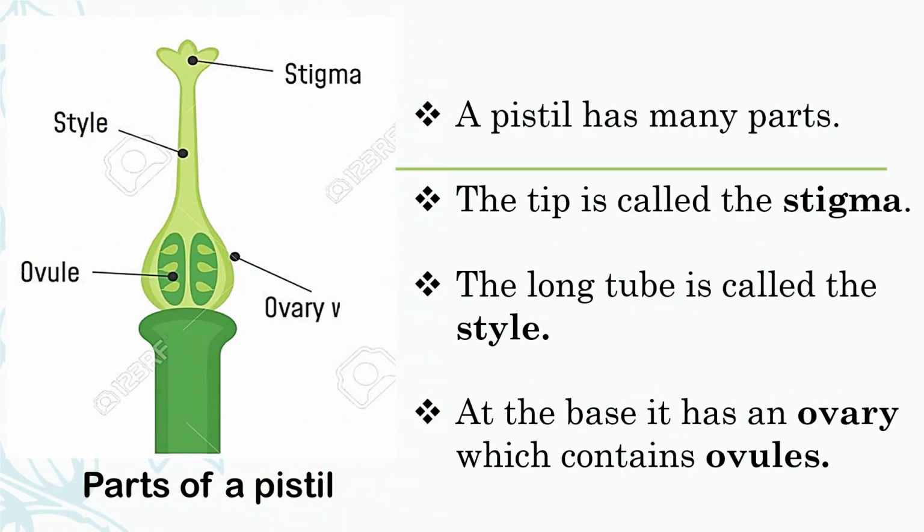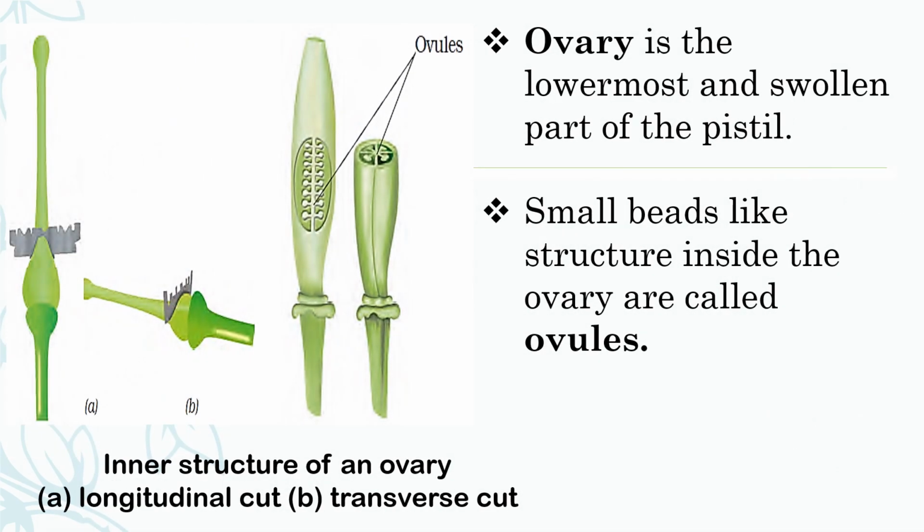A pistil has many parts. The tip is called the stigma. The long tube is called the style. At the base, it has an ovary which contains ovules. The ovary is the lowermost and swollen part of the pistil. If you cut open this ovary, you will notice that there are small bead-like structures inside the ovary called ovules.